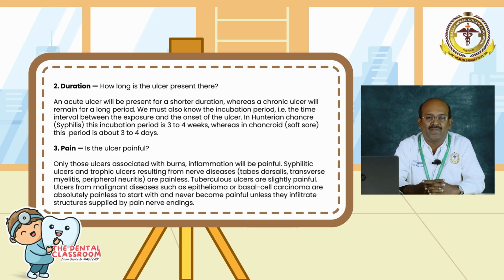Next, the duration plays a major role. A simple ulcer, we can divide into acute and chronic. An acute ulcer takes roughly around 7 to 10 days to heal, whereas a chronic ulcer takes more than 3 to 4 weeks. If it is not healing, we consider it a chronic ulcer. Generally inflammatory ulcers come under acute, whereas tuberculous ulcers go into chronic ulcers. Syphilitic ulcers go into chronic ulcers. The malignant ulcers like epithelioma go into chronic ulcers.